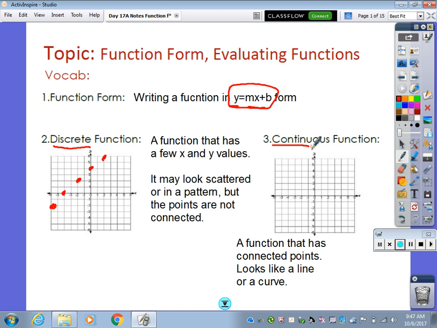The second type is a continuous function. A continuous function is a function that has connected points and it looks like a line or a curve. So you may see a line like this, and it has many ordered pairs, and because it has infinitely many ordered pairs, it looks like a solid line. You may actually see a curve as a function as well. Go ahead and pause your video and write down your notes.